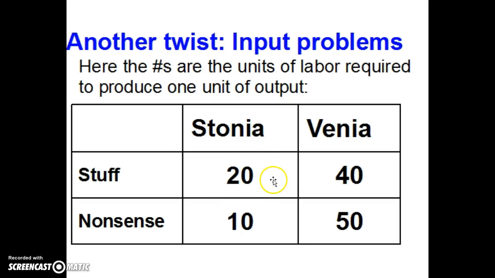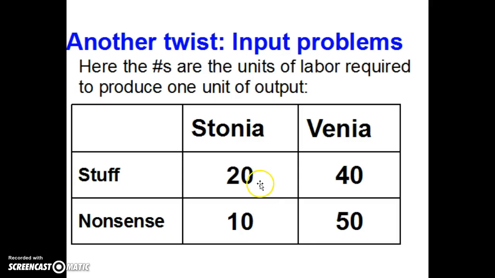So in Estonia, it takes 20 workers to produce a unit of stuff, but only 10 to produce a unit of nonsense. In Venia, it takes 40 workers to produce a unit of stuff, 50 to produce a unit of nonsense. So you can see that Estonia has an absolute advantage in both. They use fewer workers, okay, to find absolute advantage. To find comparative advantage, it's a little bit trickier.